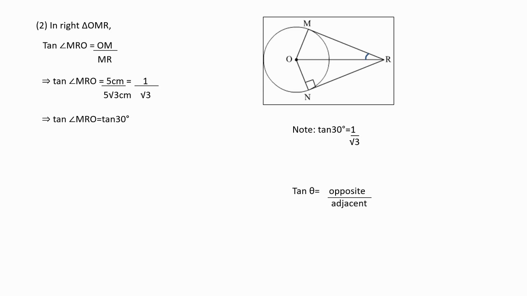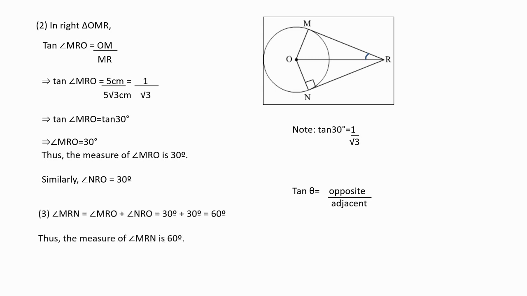We know that tan 30 is equal to 1 upon root 3. Therefore, angle MRO is equal to 30 degrees. Similarly, angle NRO is equal to 30 degrees. Fourth, angle MRN is equal to angle MRO plus angle NRO, which is equal to 30 degrees plus 30 degrees, which will be 60 degrees. Thus, the measure of angle MRN is 60 degrees.